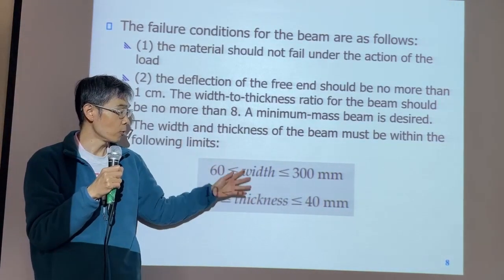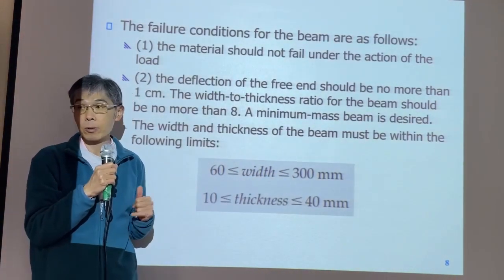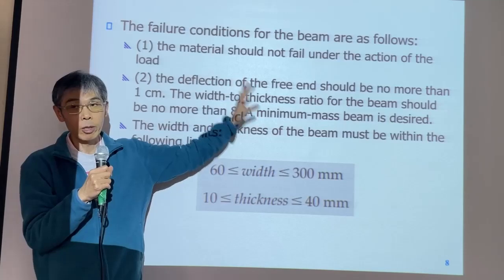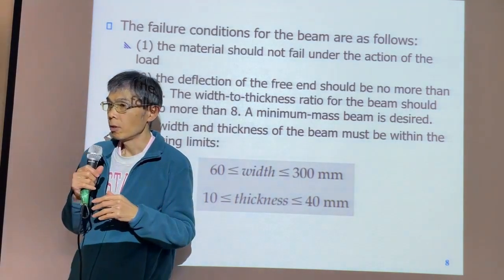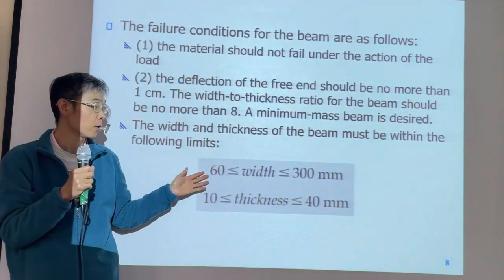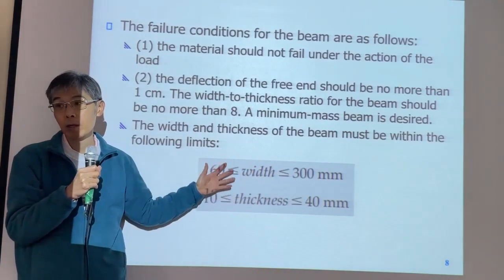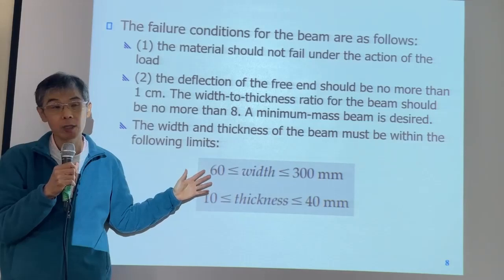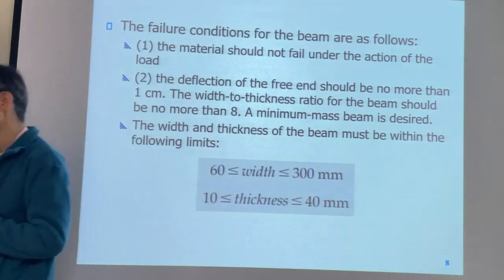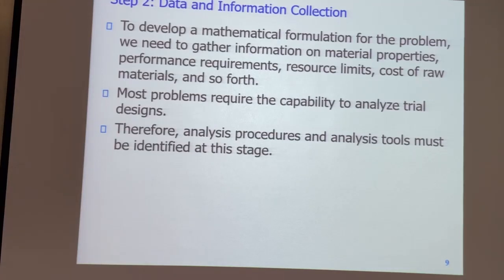And we need to select the upper limit and lower limit for the design variables. So these are the information we need to collect. You can ask your advisor, do you have this requirement? Your advisor may give you the requirement. So these are the design constraints. So this is data collection, information collection.